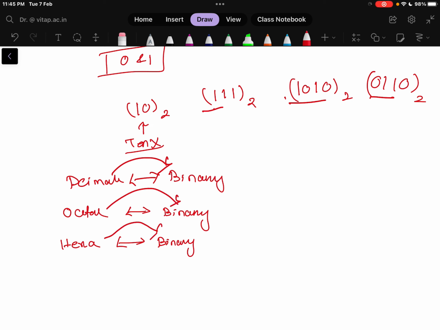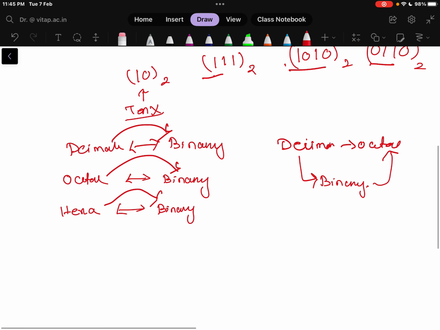So, what can be done? If I have to convert from decimal to octal, I can easily represent it in binary, and the binary I can represent in octal. So, like this also we can do the conversions. These conversions we will read later in the subsequent videos, all the conversions I will try to cover.